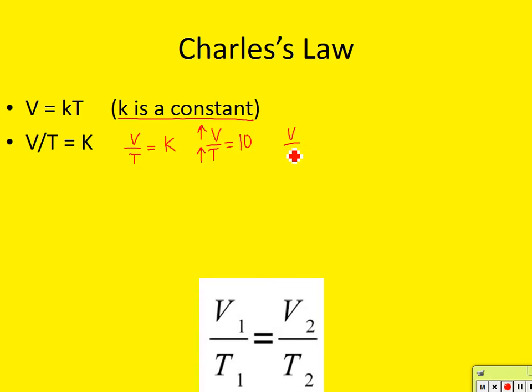Another way, let's look at the reverse way. Say volume over temperature equals 10. What if we decrease the temperature here? In order for this number to still be 10, we would have to decrease volume as well. And so the temperature and volume of the gas are directly related. As one goes up, the other one has to go up. If one goes down, the other one has to go down.